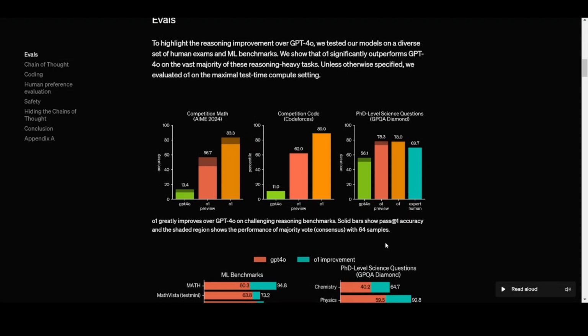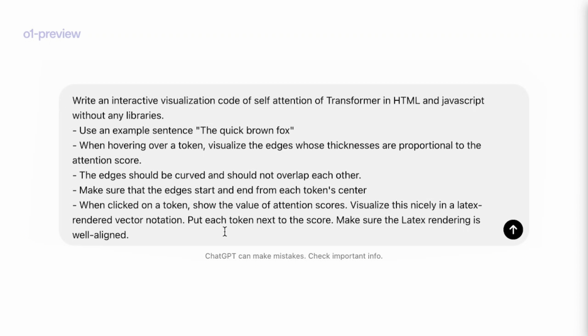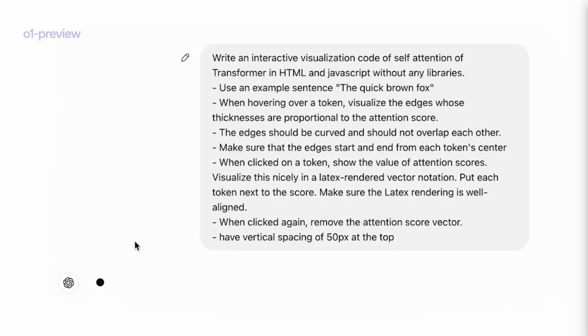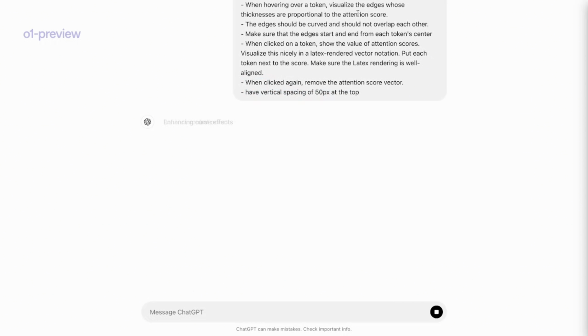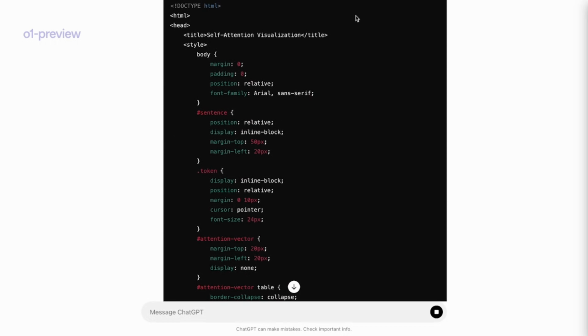they released on coding. So I just typed in this command and see how the model does. So unlike the previous models like GPT-4o, it will think before outputting an answer. So it started thinking. As it's thinking, let me show you some of these requirements. I'm giving a bunch of requirements to think through. So the first one is, use an example sentence, the quick brown fox. And the second one is, when hovering over a token, visualize the edges whose thicknesses are proportional to the attention score. And that just means if two words are more relevant, then have a thicker edge, and so on.